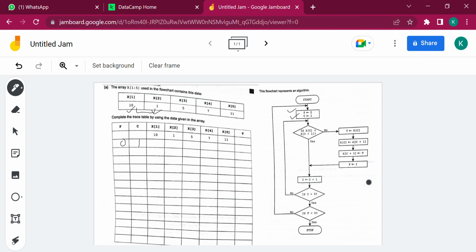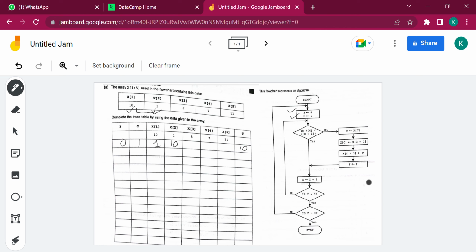In case of no, what we are going to do is shift whatever is in x of c. In x of c we have 10, so we write it here as t, right? And whatever is in x of 2, we shift it to x of 1. So we shift 1 here and 10 here. Next, we shift whatever is in t to x of c plus 1. We have already shifted 10 to x of c plus 1. Now f is equal to 1.